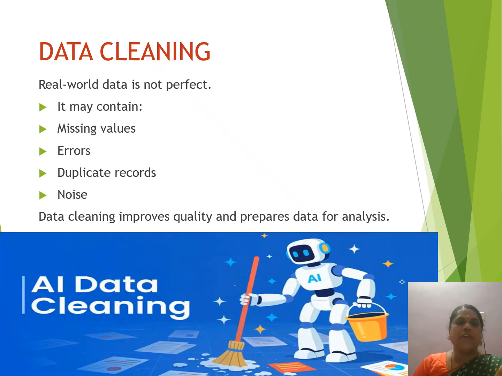The second step of the data science process life cycle is data cleaning. The collected data is not always perfect. It may contain missing values, errors, duplicate records, and noise. So we have to find these types of data and clean the data. Data cleaning improves the quality and prepares the data for analysis.